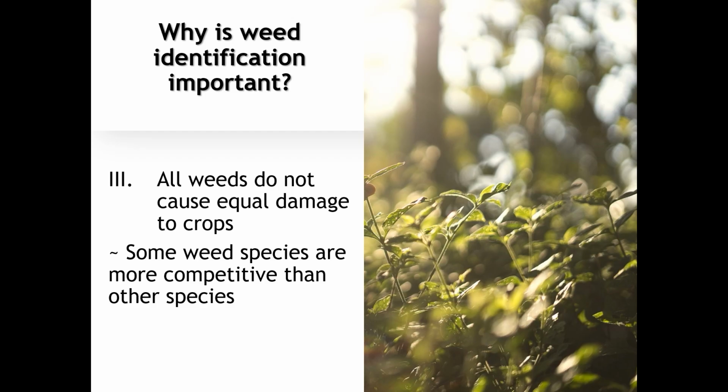The other thing is, all weeds do not cause equal damage to crops. Some weeds are more competitive than other species, and it is important to get those weeds controlled before certain other weed species.